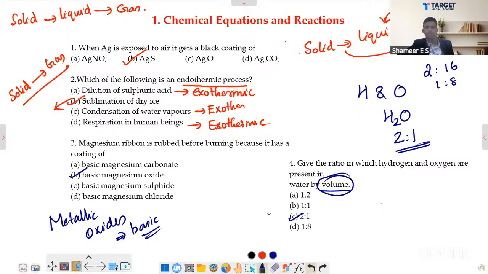If they are asking by mass, we should consider the atomic mass. I will send you these slides as a PDF after the class. I hope it's clear. Is it clear? Please respond. If you have any question, or any issues regarding the mic, you can also ask in the Q&A session. You can write it down anywhere. Next.